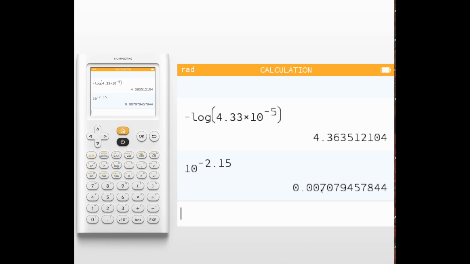You can write it in scientific notation. That would be 7.08 times 10 to the minus 3. These were examples of how you can calculate both pH or H plus concentration using your calculator.